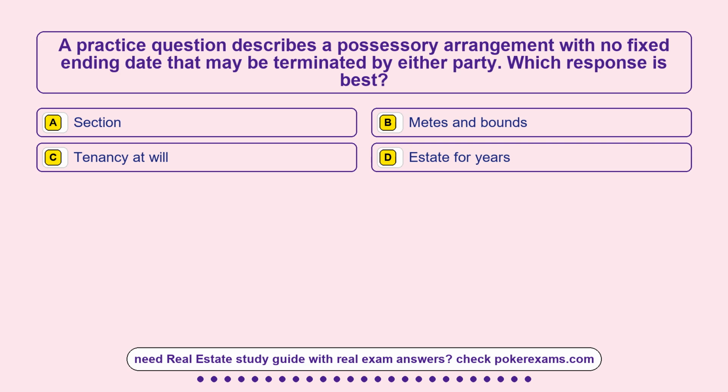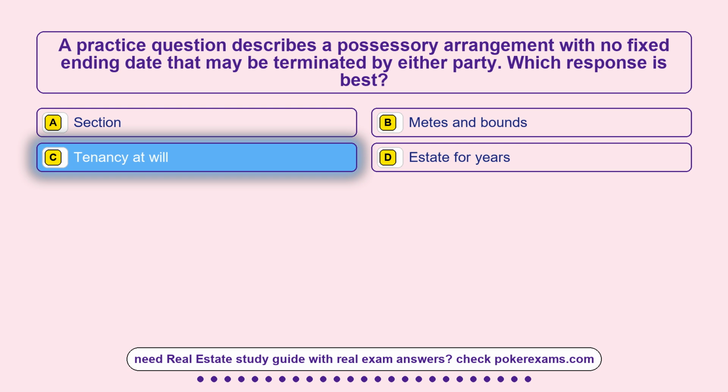Question 9. A practice question describes a possessory arrangement with no fixed ending date that may be terminated by either party. Which response is best? Option A, section. Option B, metes and bounds. Option C, tenancy at will. Option D, estate for years.